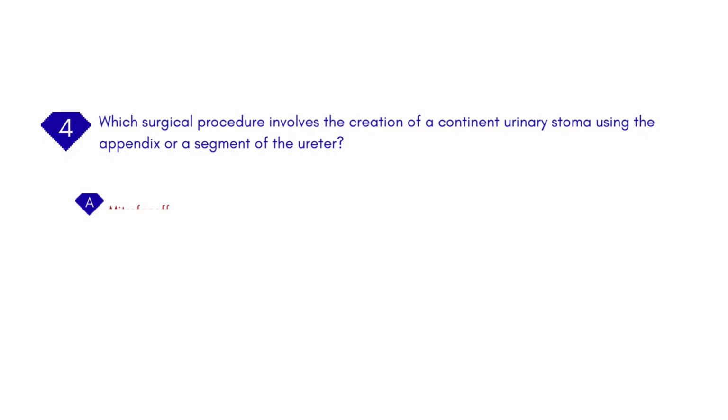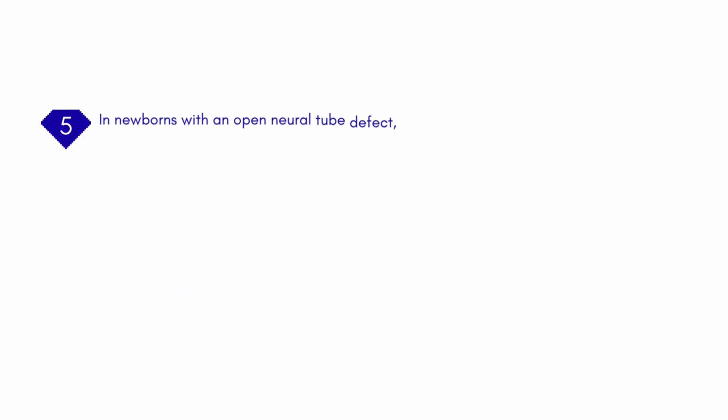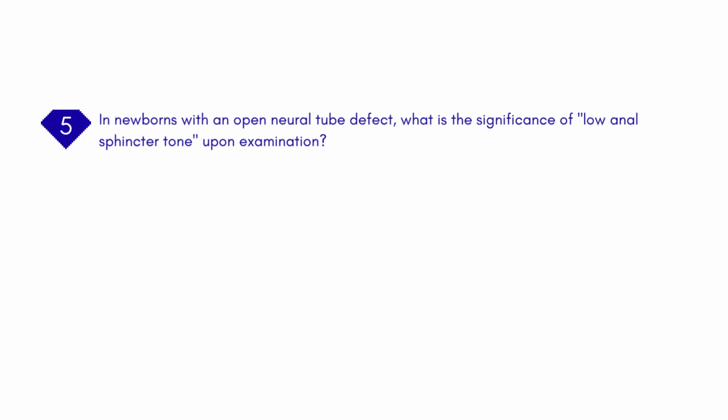Which surgical procedure involves the creation of a continent urinary stoma using the appendix or a segment of the ureter? A. Mitrofanoff procedure. B. Mace procedure. C. Gastrostomy. D. Nephrectomy. Answer: A. Mitrofanoff procedure.